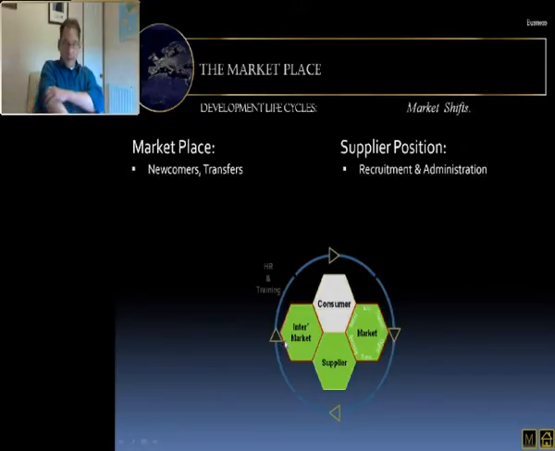In this case, we're looking at newcomers, transfers, people who are coming into the country and working within the economy or within the marketplace. From one side to another. And we're looking at recruitment and administration in terms of the newcomers and transfers, so the HR and the training department.